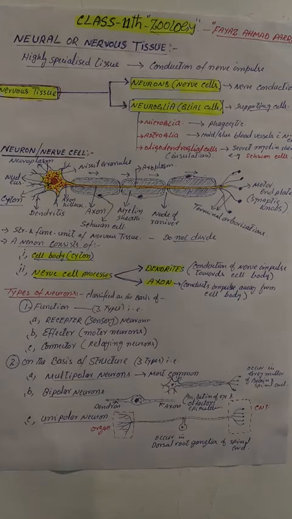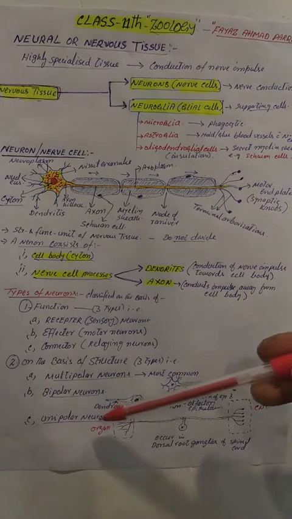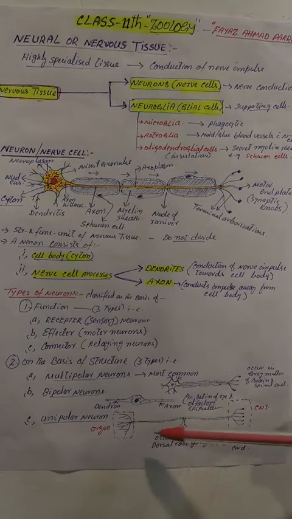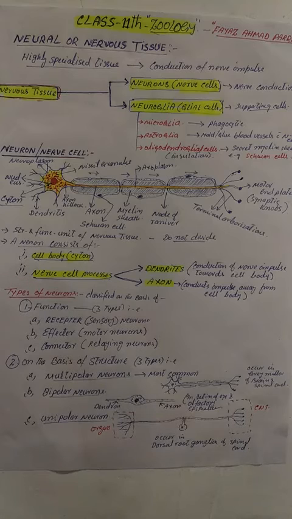Now thirdly, there is the unipolar neuron. In unipolar neuron, there may be a single process arising from a neuron and then dividing into axon and dendron, as you can see here in this sketch. Such neurons are termed as pseudo-unipolar neurons. They occur in dorsal root ganglia of spinal cord.